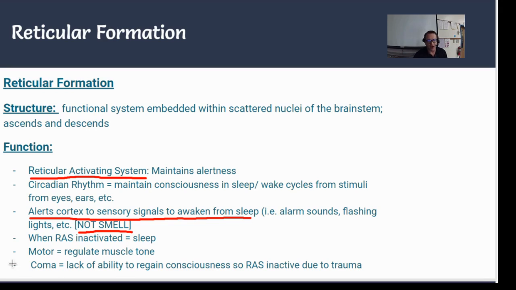A coma is the lack of the ability to regain consciousness because your reticular activating system is not working. It's inactive due to some sort of trauma, and that's why you're unable to wake up from sleep. So just know that the reticular activating system is what arouses you from sleep.